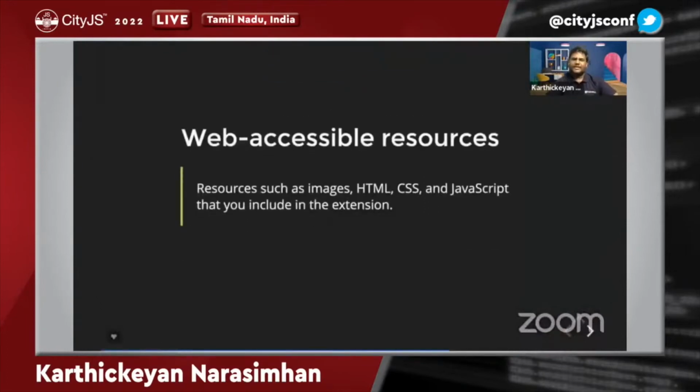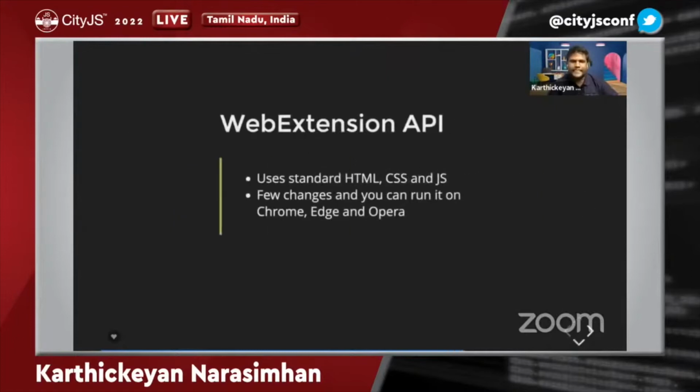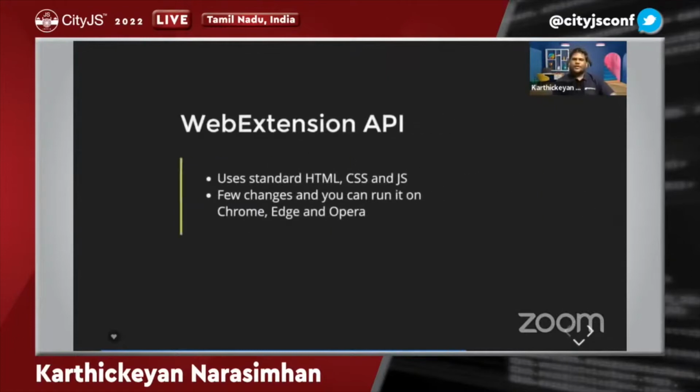And web accessible resources. So basically, this is one of the keys that you need to mention in your manifest or JSON file. So all the resources such as the images, HTML, JavaScript, whatever you have included in your extension that needs public access, those things can be put into this web accessible resource key. All right.